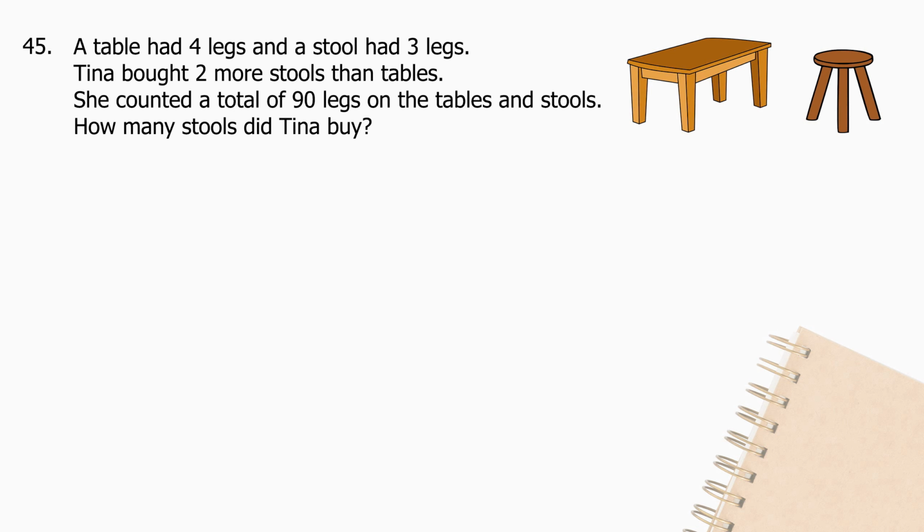Question 45. A table had 4 legs, and a stool had 3 legs. Tina bought 2 more stools than tables. She counted a total of 90 legs on the tables and stools. How many stools did Tina buy?